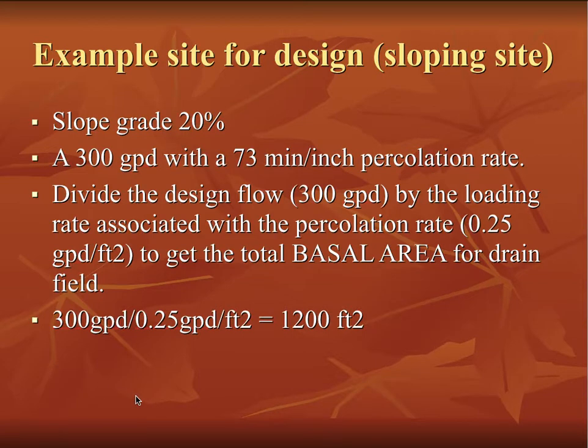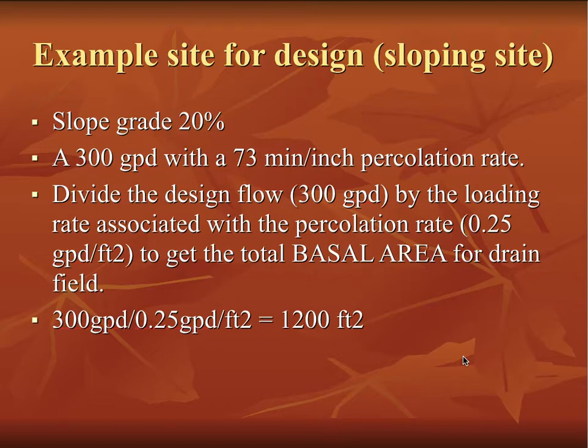So now to walk through an example site for design that's a sloping site, it's very similar. The main difference being our calculation of side slopes, because it's essential that the coils be level. And so to keep the coils level, if there's a slope, then on the down gradient side, that side slope is going to have to be bigger because it's going to have to be built up more with sand to keep those coils level.